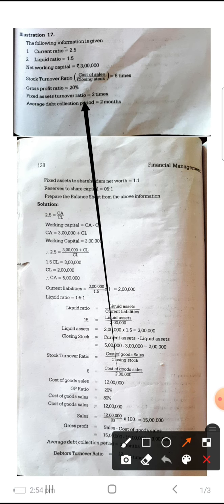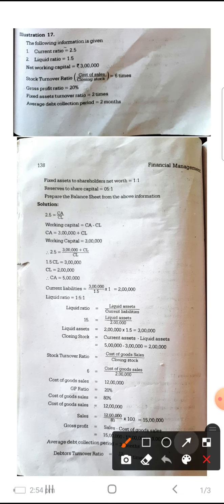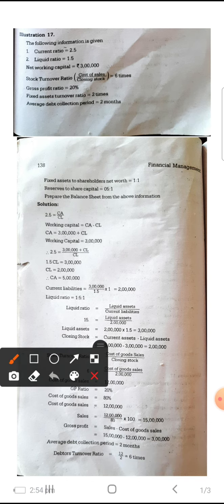Of course, because 20% is gross profit, means out of 100, 20% is gross profit and 80% is cost of goods sold. Cost of goods sold is 80%, so for 100 how much? Sales you will get 15 lakh. Then gross profit is given. So gross profit is how much? The gross profit is sales minus cost of goods sold.